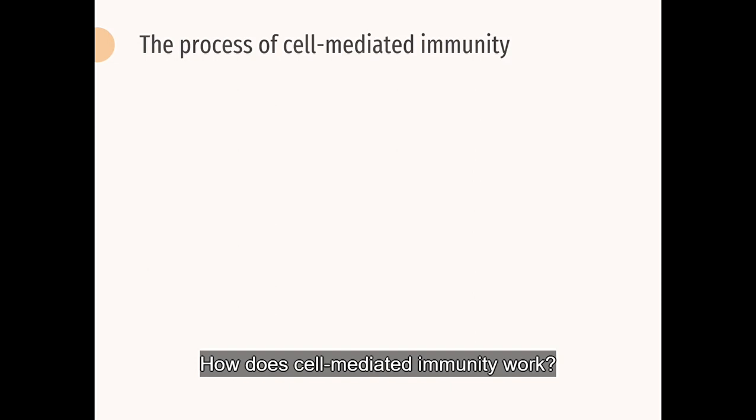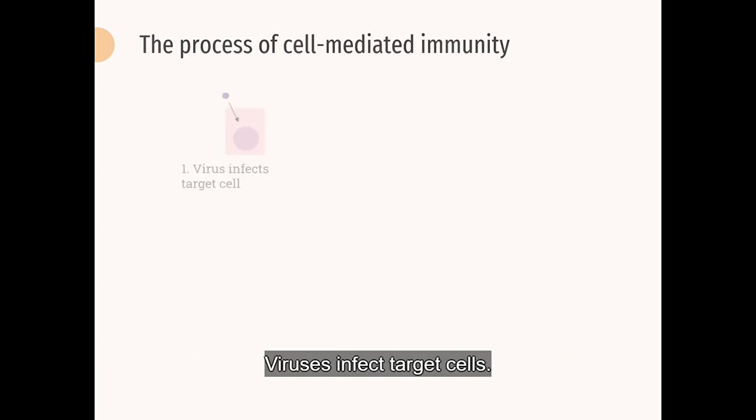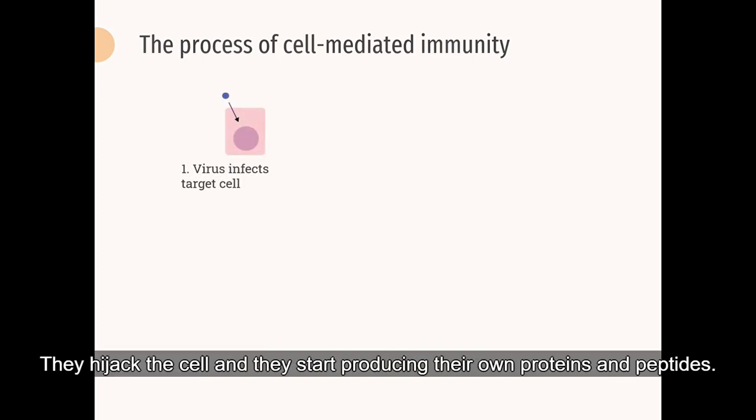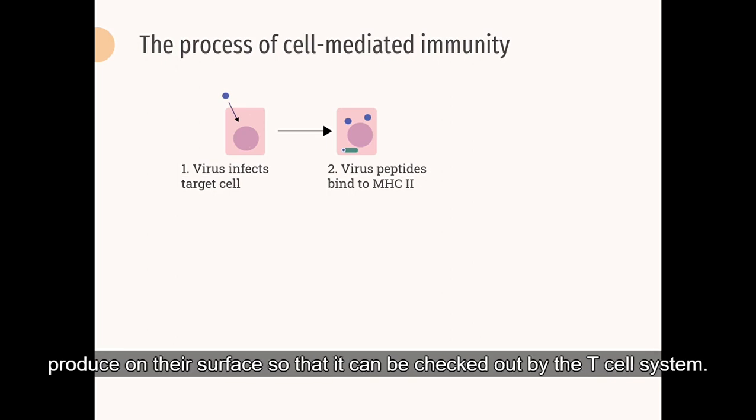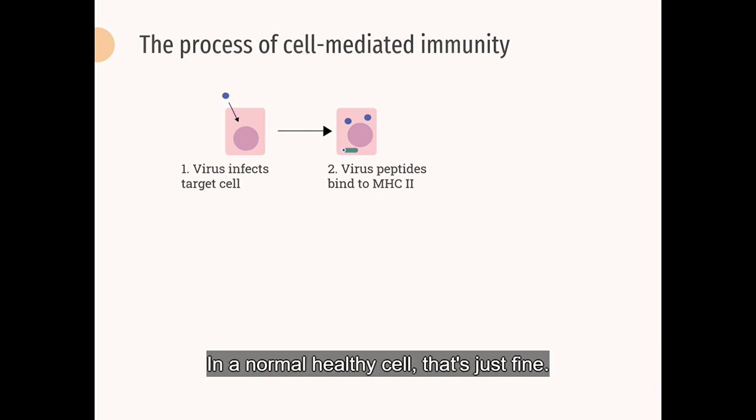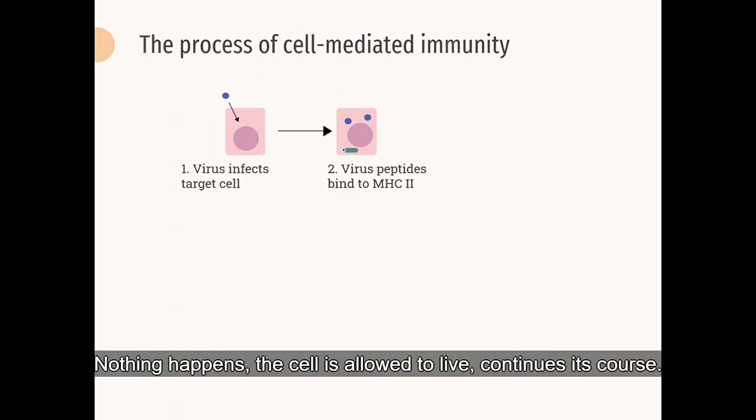How does cell-mediated immunity work? Well, viruses infect target cells. They hijack the cell and they start producing their own proteins and peptides. But cells are designed to present samples of every protein they produce on their surface so that it can be checked out by the T cell system. In a normal, healthy cell, that's just fine. Nothing happens. The cell is allowed to live, continues its course.